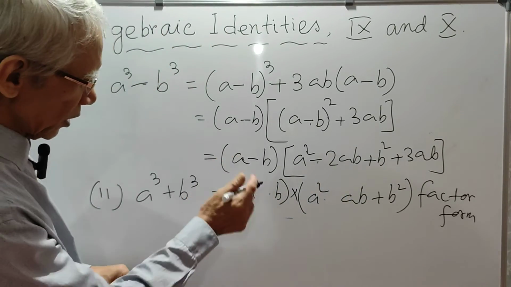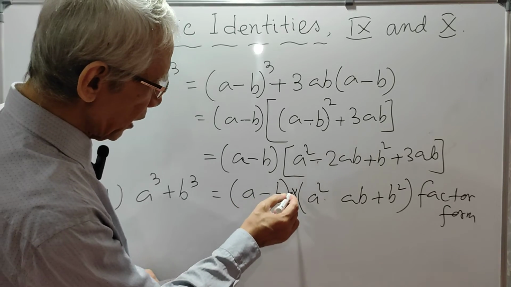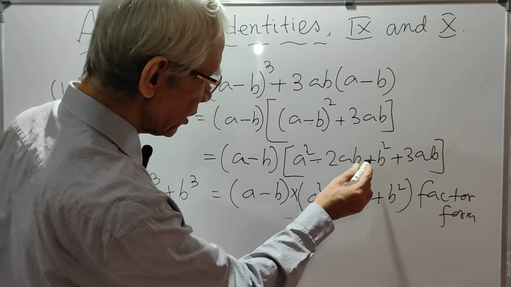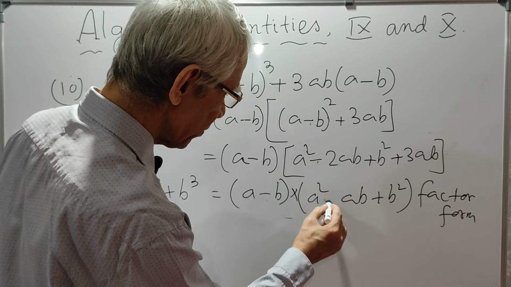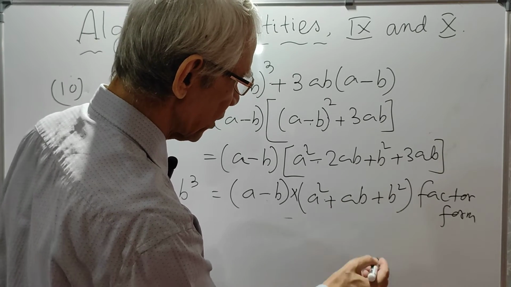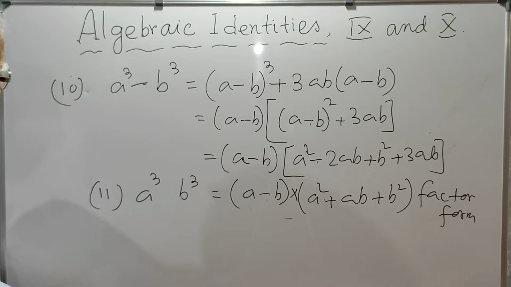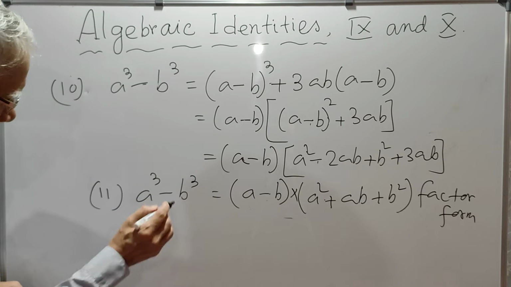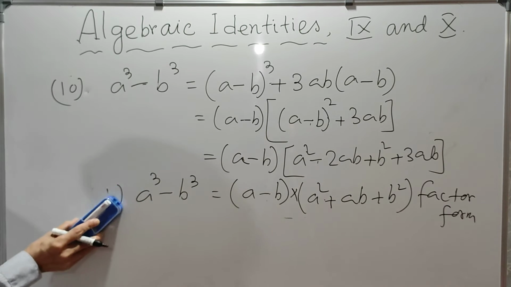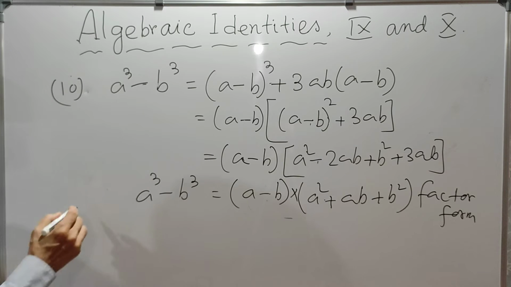Now you see this is a minus b, then into this a square, these two together, plus ab plus b square. So this is the factor form of which one? A cube minus b cube. So this is the 12th identity.